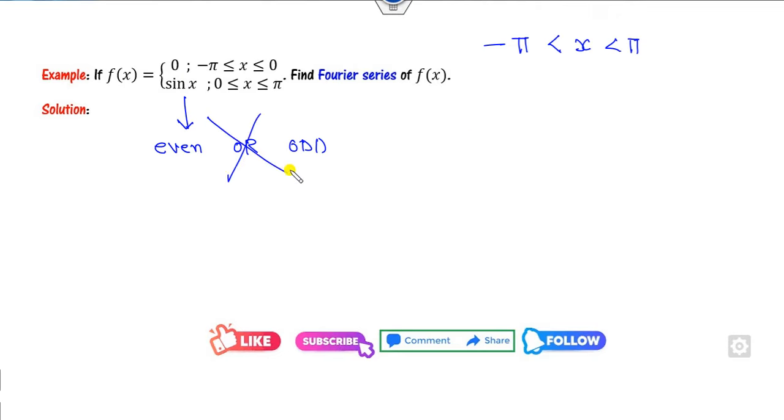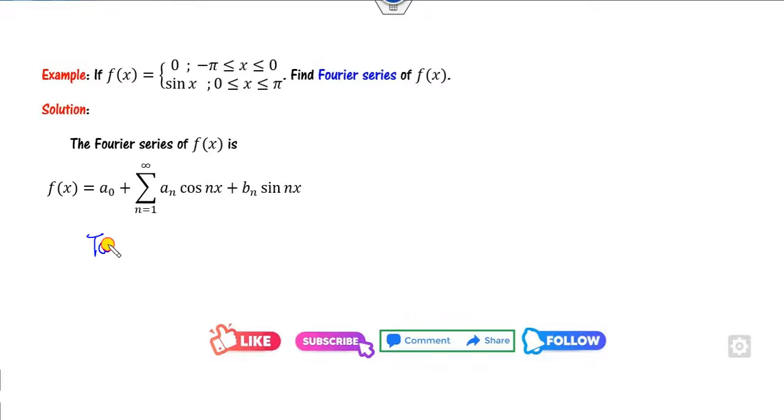So what does it mean? Your target. So what is your target? Your target is to compute a naught, an and bn. Also the coefficient of the x is 1. So your target is to find a1. Your target is to find b1. So in this problem, your target is to find these 5 numbers.